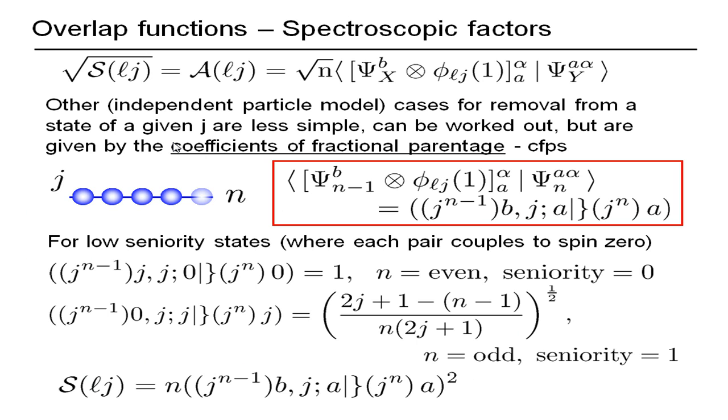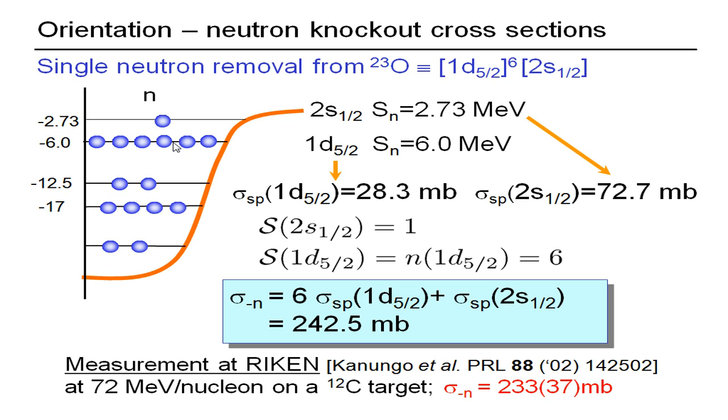Okay, we've done the spectroscopic factor, so I don't have to bother you with this anymore. What we learned by looking at that figure is that the spectroscopic factor for S1/2 was 1, and by popular agreement, we also agreed that the spectroscopic factor for a 1D 5/2 was 6. One end of the shell, the other end of the shell, whatever.